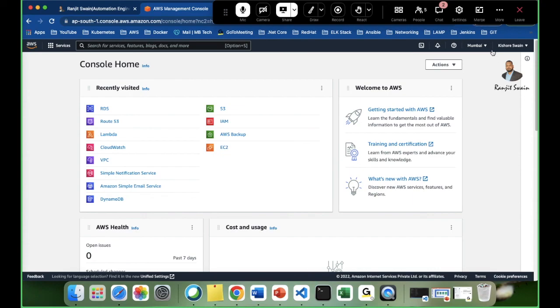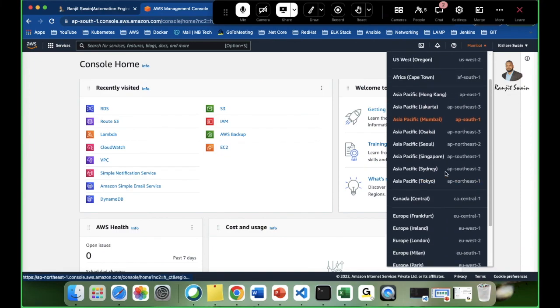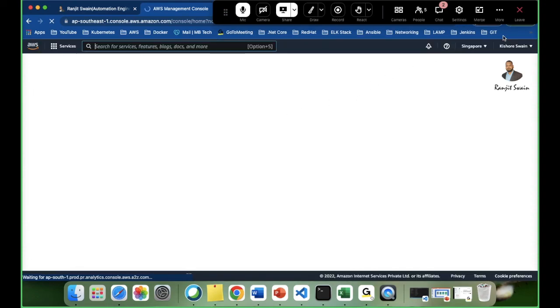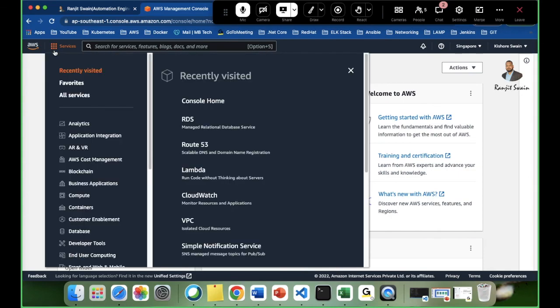If you want to switch the region, suppose you want to create a server in the Singapore region, then you have to select Asia Pacific Singapore, and these are the region codes. You'll remember all these things automatically when you use them frequently, don't worry about that. AP South 1 is Mumbai, AP Southeast 1 is Singapore. Select it and you will automatically be in the Singapore region. It will refresh and you will go to the Singapore region console. You'll get similar services available, maybe more or fewer than the Mumbai region.